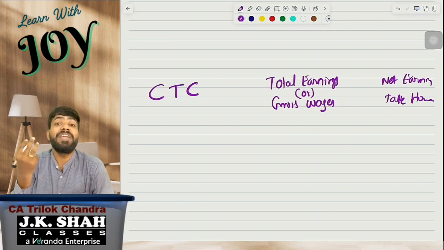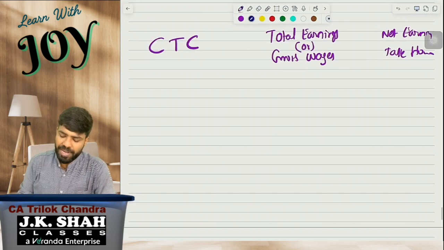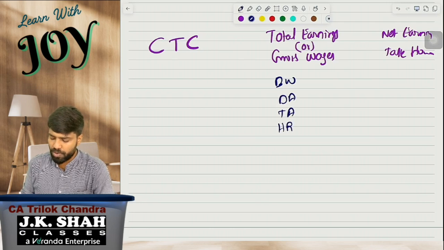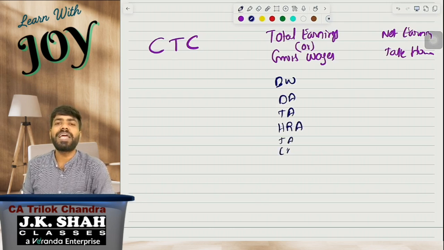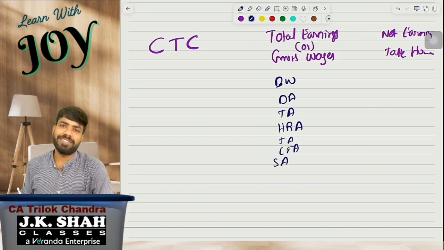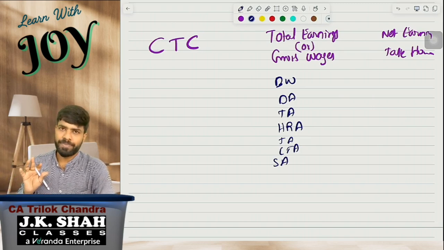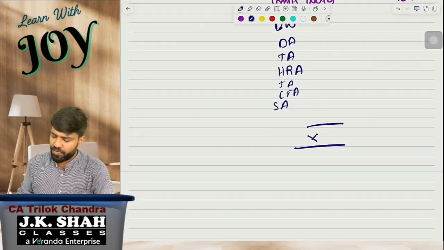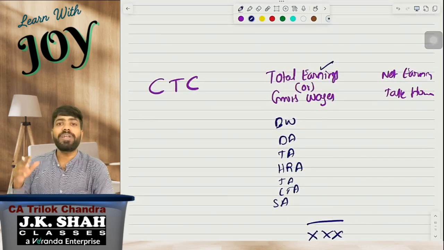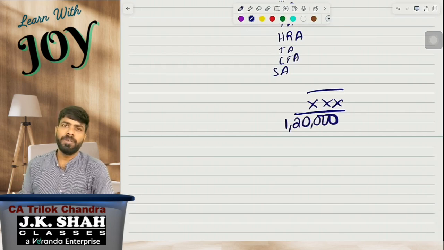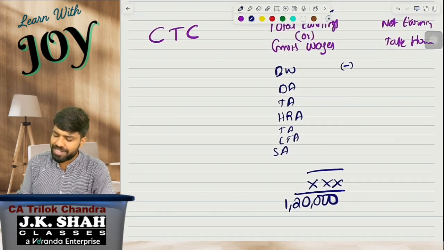Employees of the company will be getting the benefits in different names. What are the different names possible? Basic wages, dearness allowances, telephone allowances, house rent allowances, travel allowances, leave travel allowances, special allowances, conveyance, uniform allowances, children education allowances, like this. Many allowances will be received by the workers of the company. Now, if you make a total of this, that will be called the total earnings. Let me take an example. Total earnings is 1,20,000.